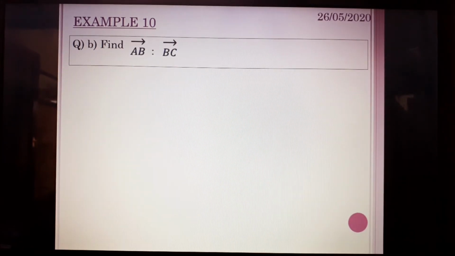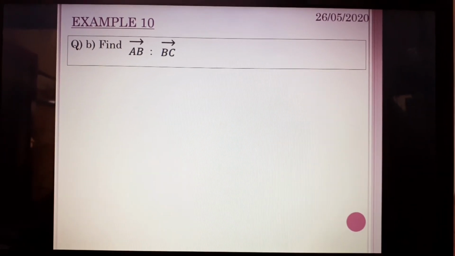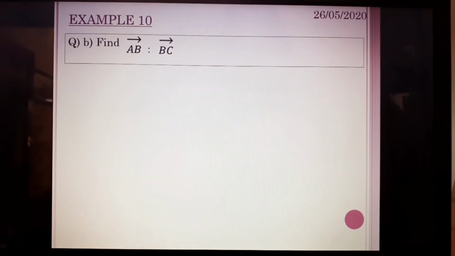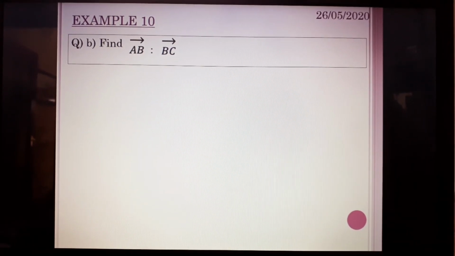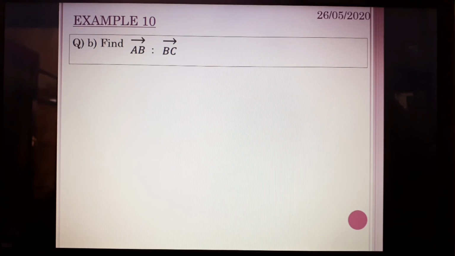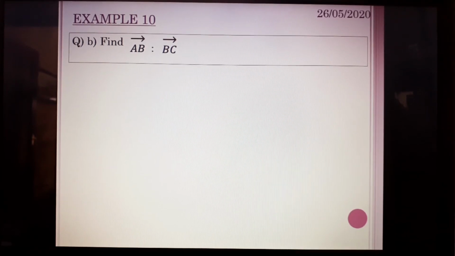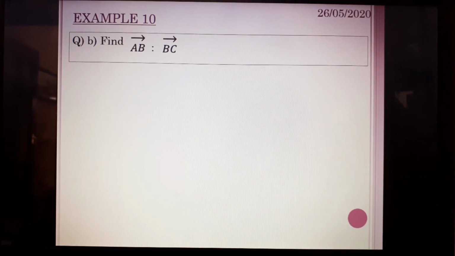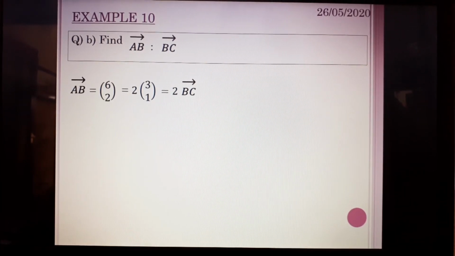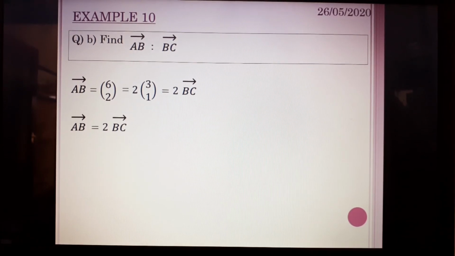Okay? Here's a second part of the question. This is not always part of it, but it's very simple if it is. Let me show you how you would do this. Find the ratio of AB to BC. So what is the actual ratio of AB to BC? Now we've already worked out that AB is equal to 2 times BC, so we've already done that part of it. We know that AB equals 2 BC.